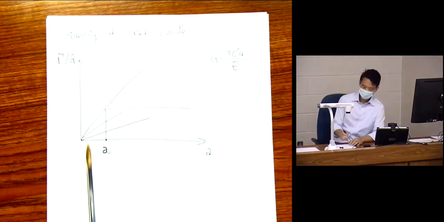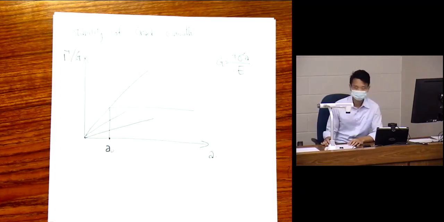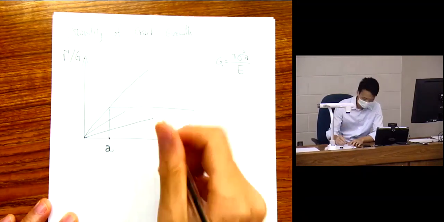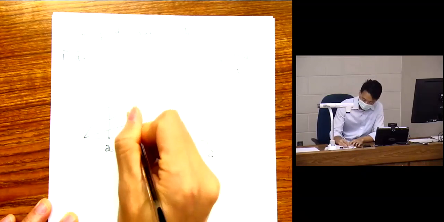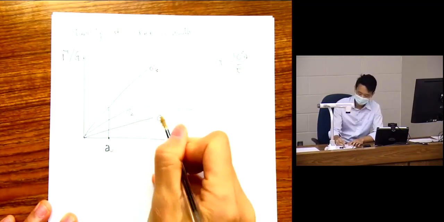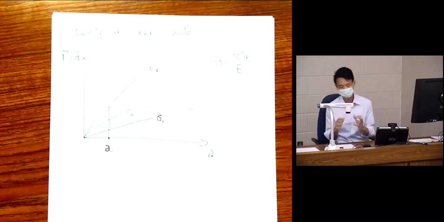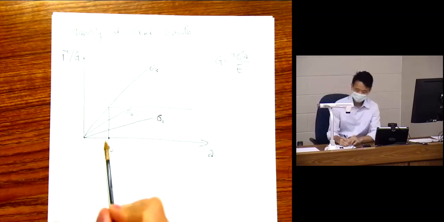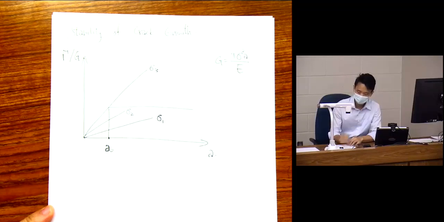Right, so these are all possible loading curves, corresponding to different sigma. If I have sigma 1, a small force, I start with a small stress, I'm getting this sigma 1. This is the loading curve, right?